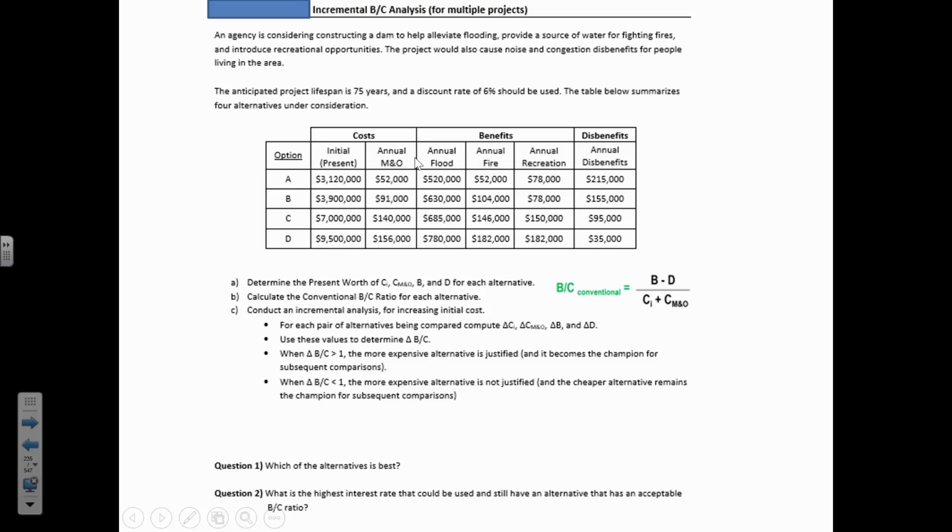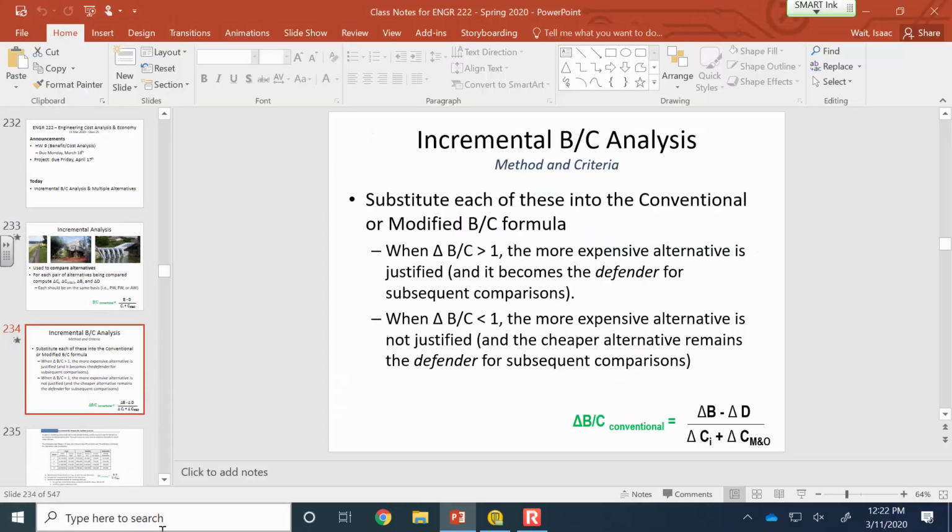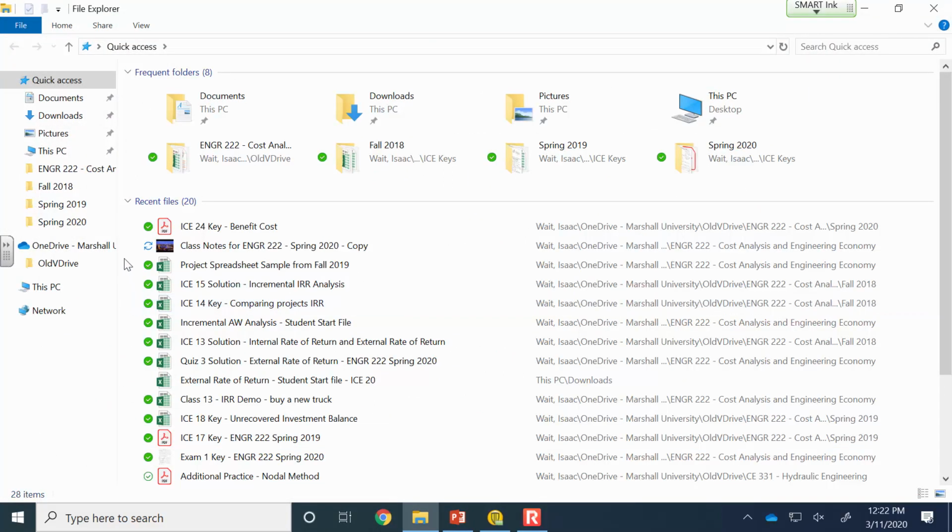Okay, so that template file, do you have a question? Is it sort of similar to the incremental rate of return, except where instead of just looking at profit, we're looking at benefit? That's right. Yeah, exactly right.